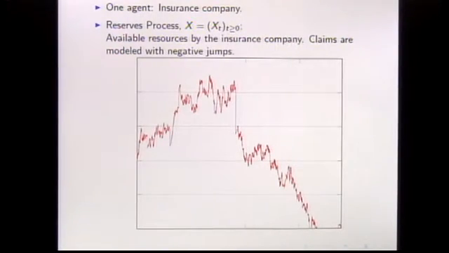We have an agent, let's say an insurance company. This insurance company has a reserve process that I call X, for example, something like this. And we have claims that are modeled as negative jumps, for example, like these. So we have this reserve process X.